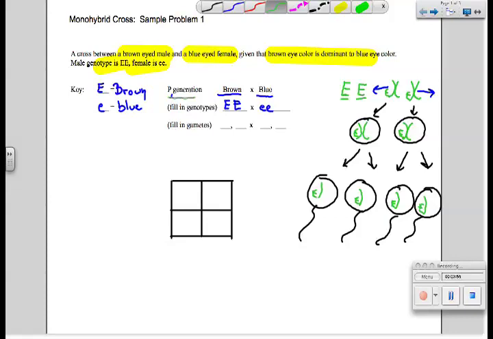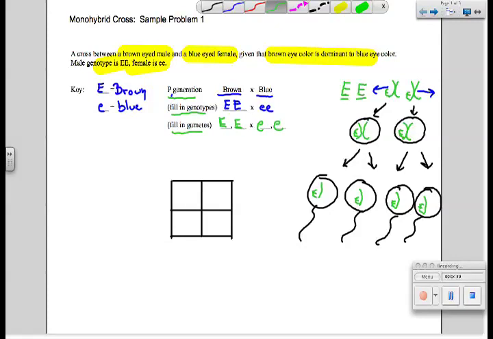First, recall, I have my parent phenotype. Then I have the parent genotype. Now I'm going to figure out what the gametes are. The father can give a big E or a big E after going through the process of meiosis. The mother can give a little e or a little e. Now that I have my problem all set up, it's time to solve the cross.